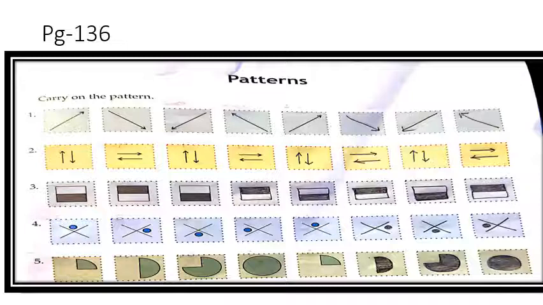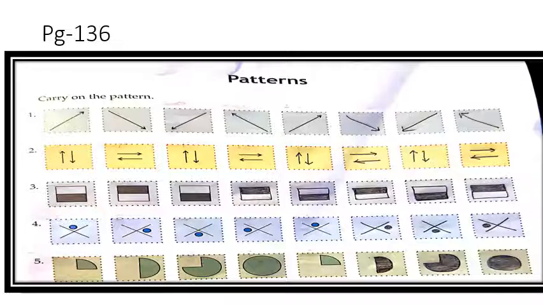Now children, next part, third. Here you will see in the box there is a rectangle and this rectangle is divided into two equal parts. Okay, here you will see that in the first box the lower part is shaded. Then children, in the next box you will see that the upper part is shaded. Then in the next one the lower part is shaded.